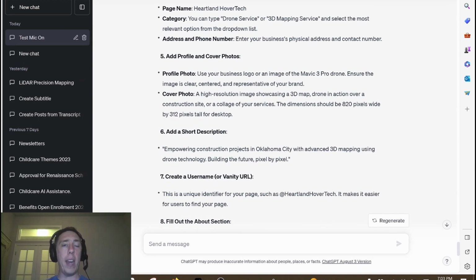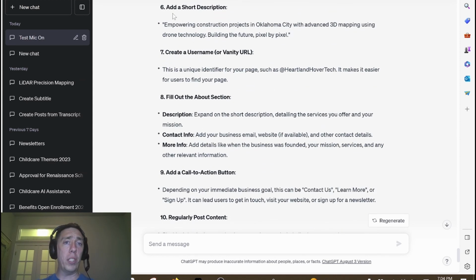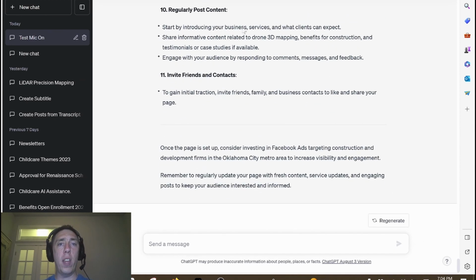So the next thing it says is add a profile and cover photos. So it's recommending the business logo or an image of the Mavic 3 Pro drone. Make sure it is clear and centered. It also shows us what the cover photo requirements are. Also, it says a short description. The short description is empowering construction projects in Oklahoma City with advanced 3D mapping using drone technology, building the future pixel by pixel. Then it also says create a username or vanity URL at Heartland Hover Tech. I don't know if it's available and neither does it, but there we go. Fill out the rest of the section. Call to action, post regular content and invite friends and contents.